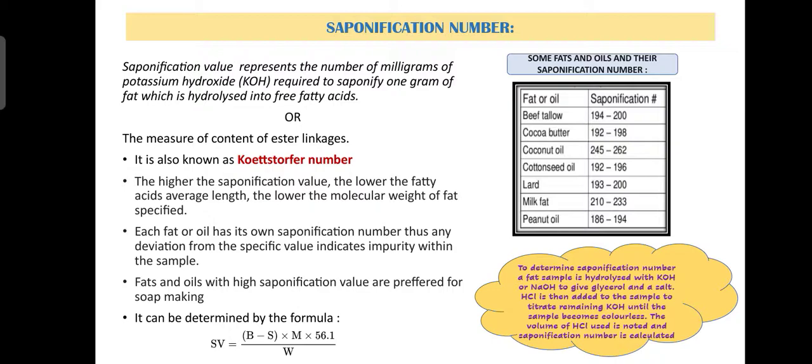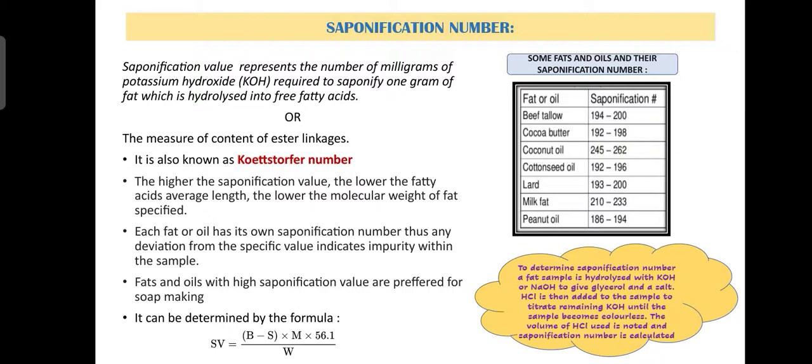Each fat or oil has its own specific saponification number, thus, any deviation from that specific number indicates that impurity is present within the sample. Fats and oils with high saponification value are mostly preferred for soap making. Saponification number can be determined by the formula given.